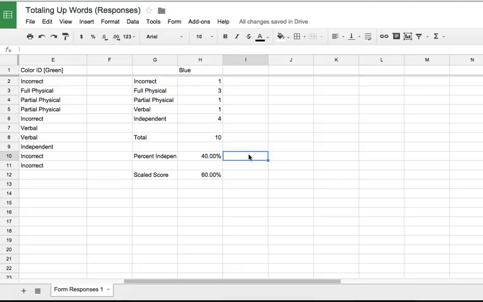So what this shows me is, okay, he's only at 40% independent, but it's not like he's getting it wrong every time. It's a little bit better. So that's why I like to look at it that way. That's how you do a scaled score.